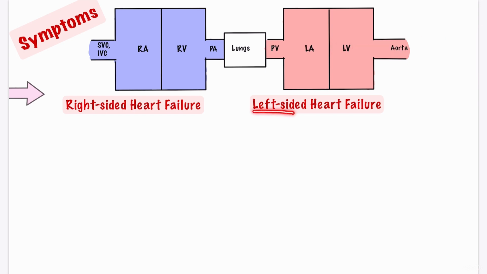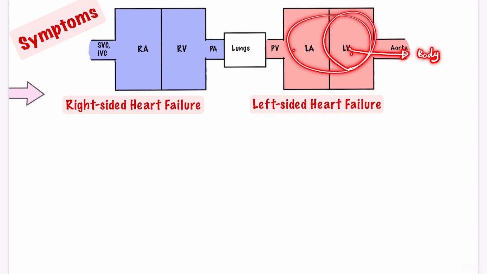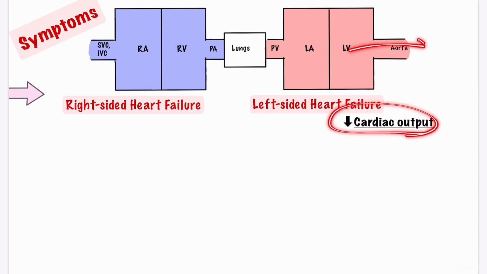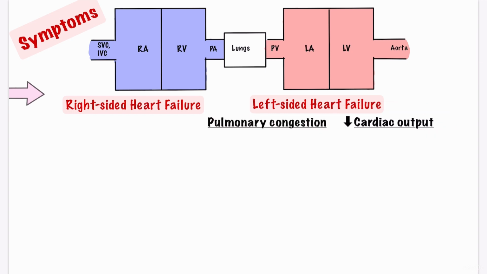So when there is left-sided heart failure, the left ventricle becomes unable to pump blood into the aorta to your whole body. So the blood accumulates in your left atrium and ventricle, and then the blood backs up into your pulmonary veins and thus into the lungs. The symptoms of left-sided heart failure include lower cardiac output through the aorta, so that there will be lower perfusion to your peripheral tissues, and pulmonary congestion because the blood backs up through your pulmonary veins and then the lungs. Because of the lower cardiac output, you can see a decrease in the blood pressure.